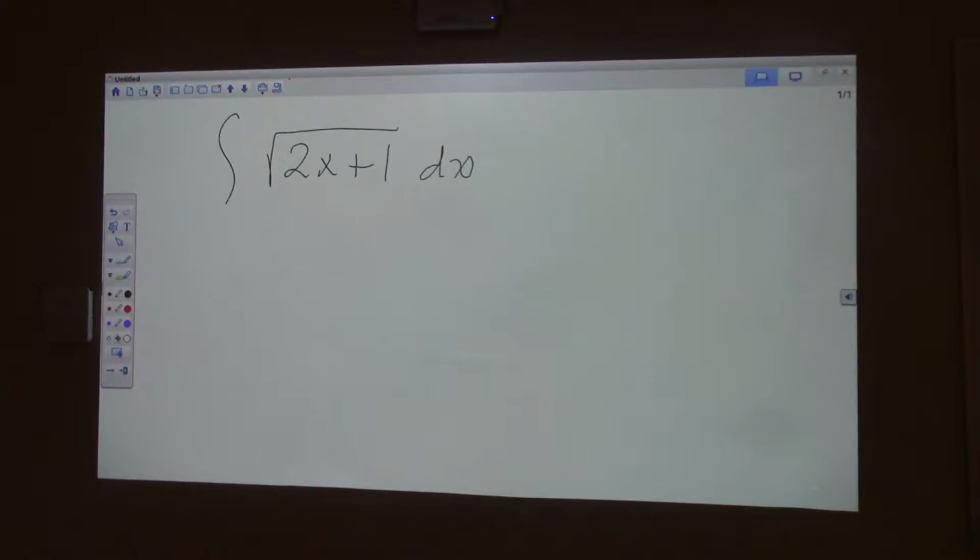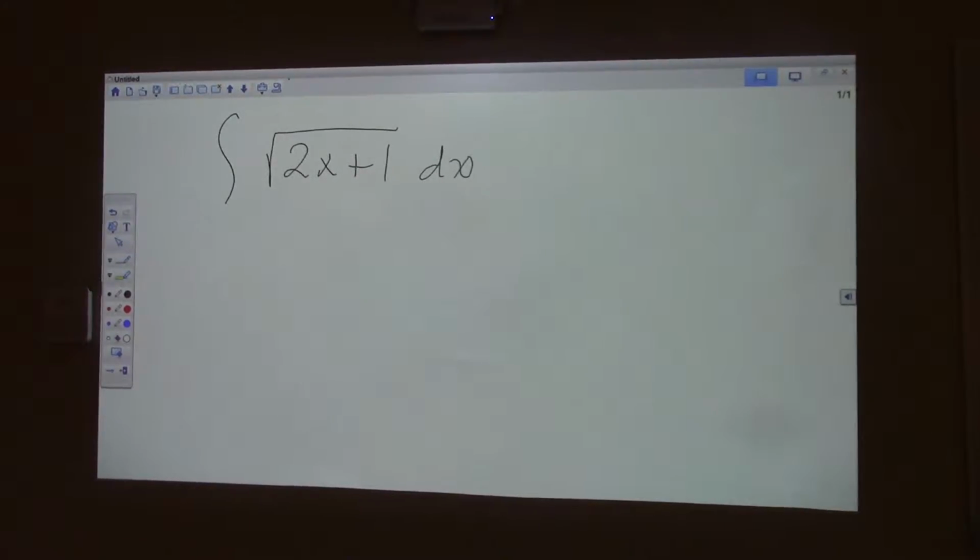Well, there's a radical, and there are no numbers. This is an indefinite integral. But what is the difference between this function and the function that we did in the previous examples? They're both under the radical. Well, you can't distribute. You can't do anything across the radical.